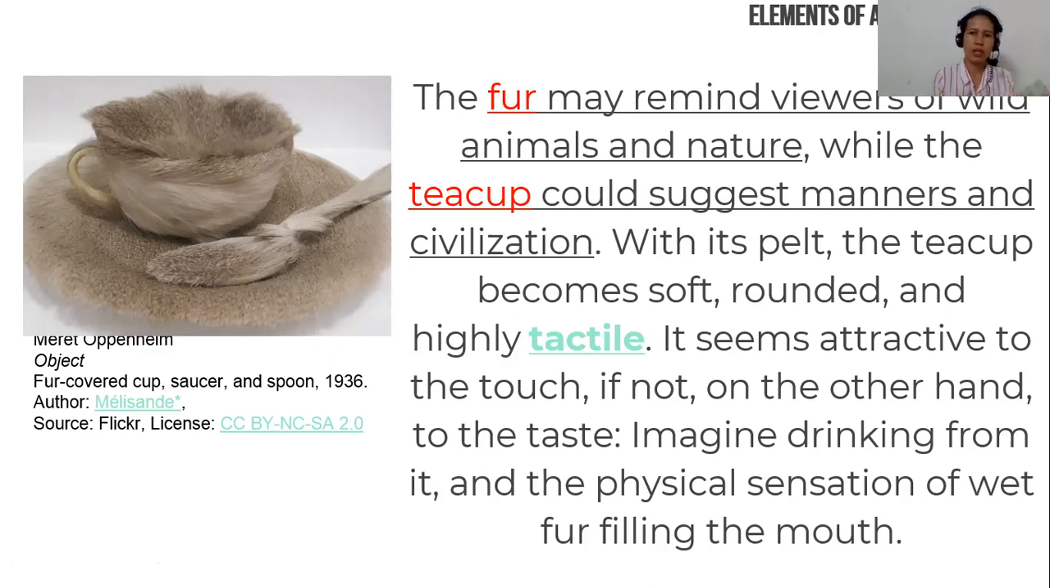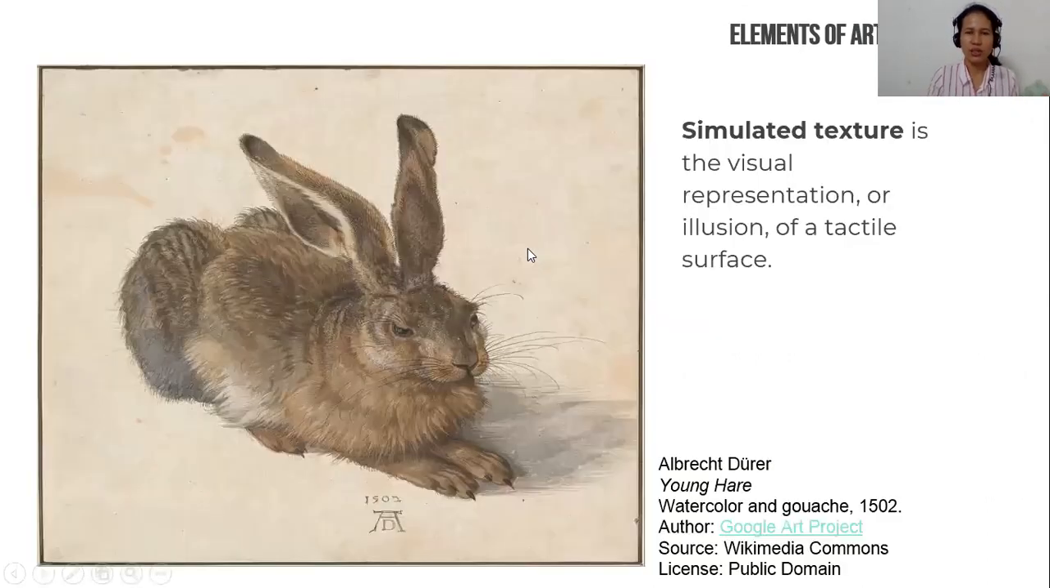So with its spell, the teacup becomes soft, rounded, and highly tactile. It seems attractive to the touch. Okay, so it feels nice to touch. Like I told you earlier, we are just starting. If not, on the other hand, to the taste. So imagine yourself drinking from this teacup, and there will be a physical sensation that a wet fur will be filling your mouth. So something like that. Okay, so that's an example of an actual texture.